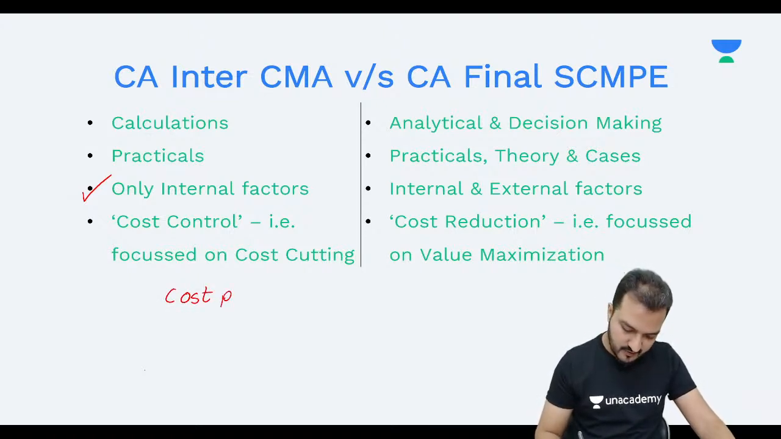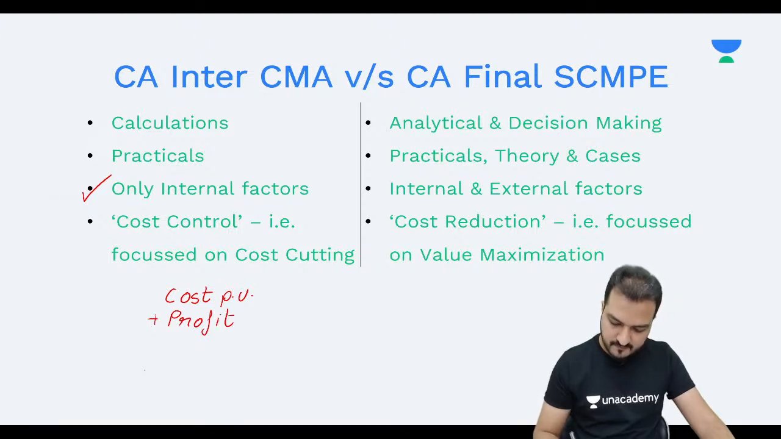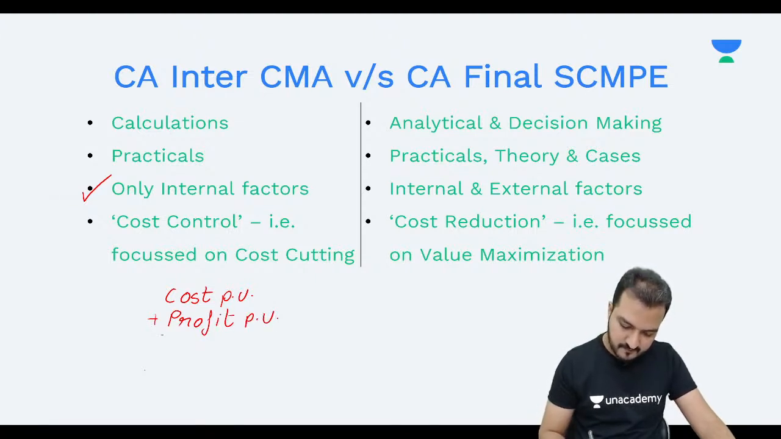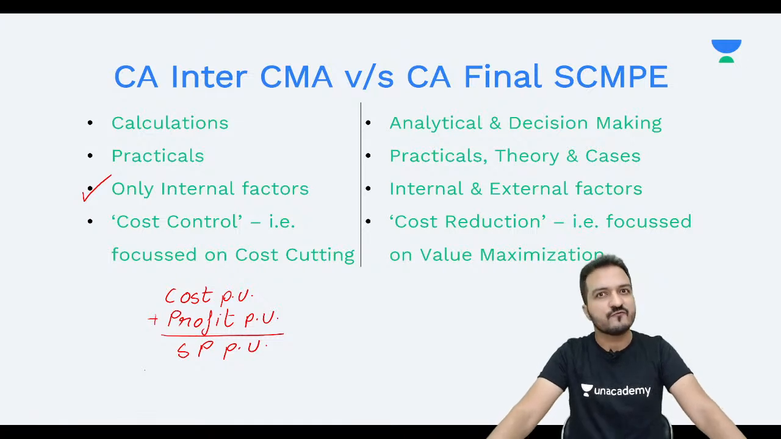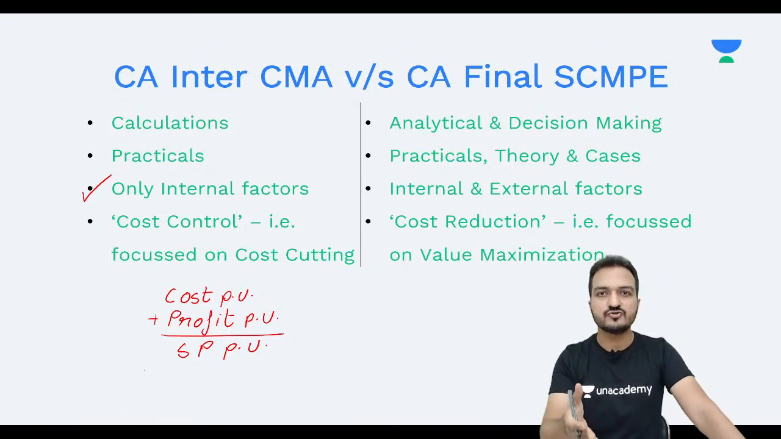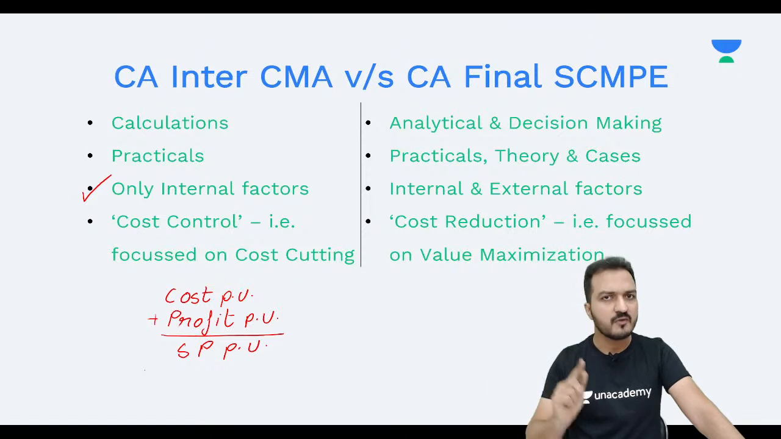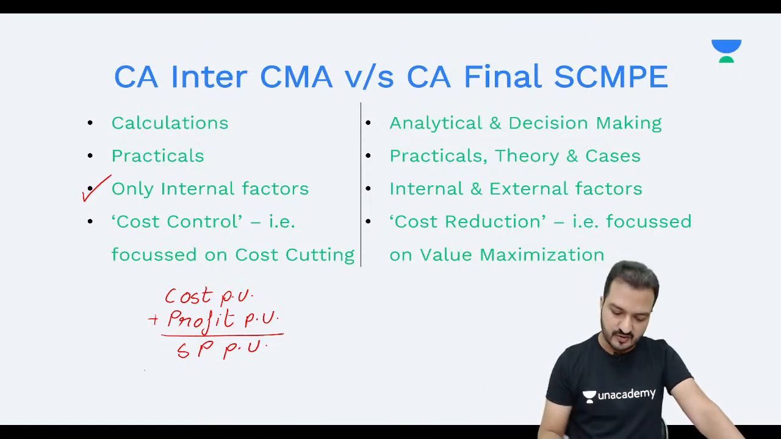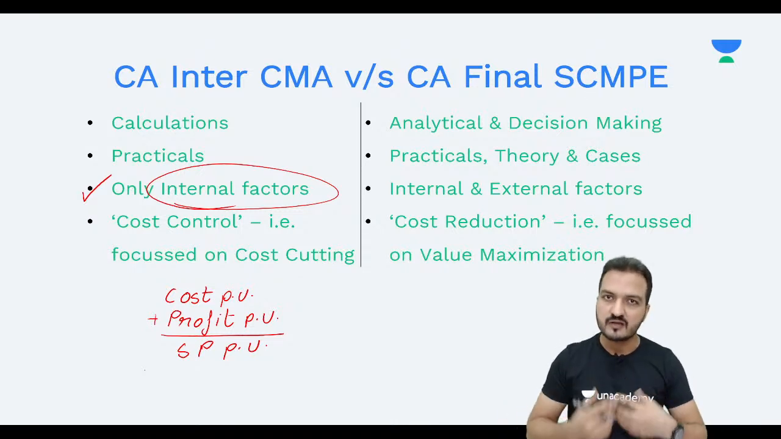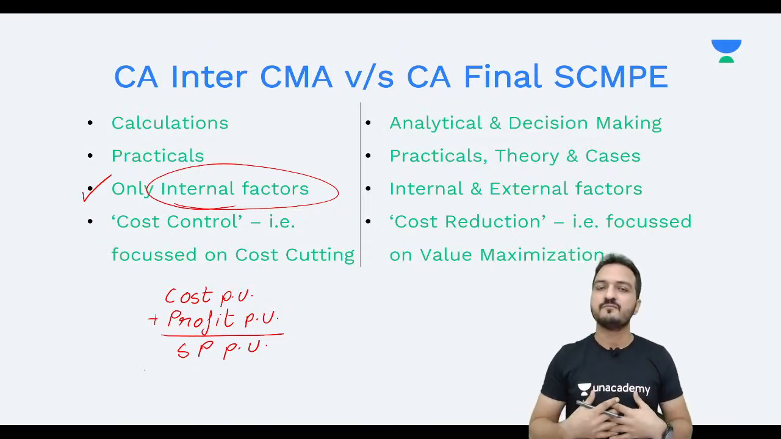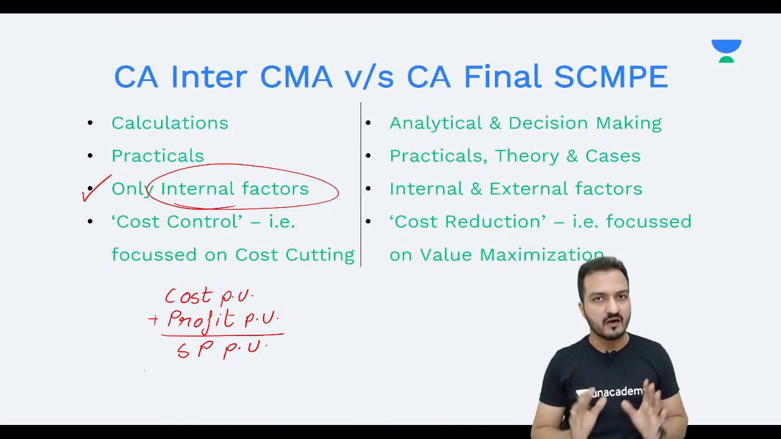per unit of your product, plus you add profit per unit that you require, and that gives you selling price per unit of your product. Yes, this is what you used to do at CA inter level. Now think about this. This entire calculation involves only internal factors. Cost which I am incurring, profit that I require, it is all internal related to my company.